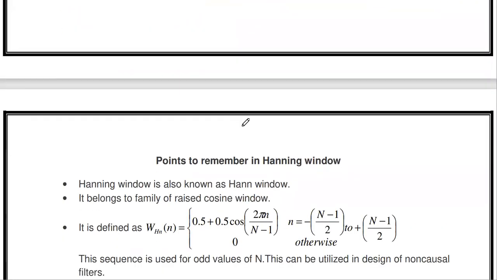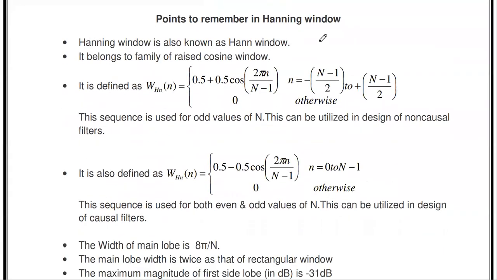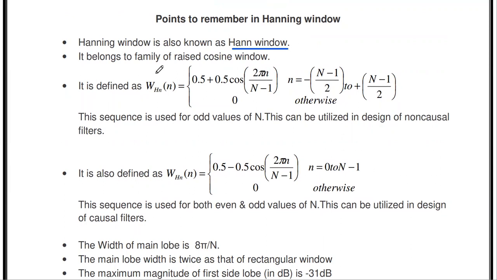Okay, then these are all the points to remember in the rectangular window. So the Hanning window, it is also known as Hann window. Okay, and it belongs to the raised cosine window family. Then this is the formula for the Hanning window if n is odd.